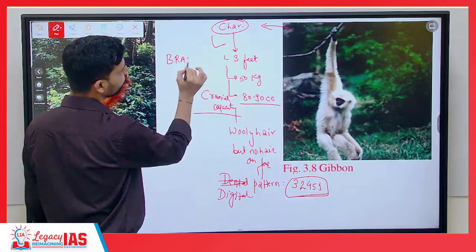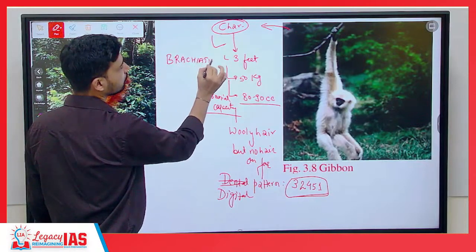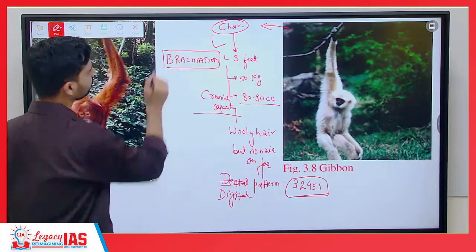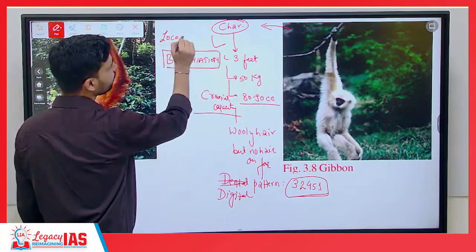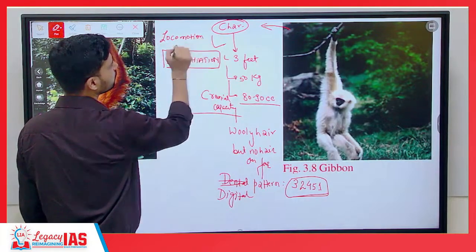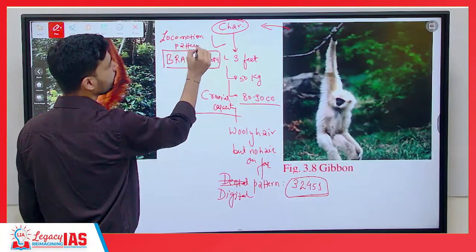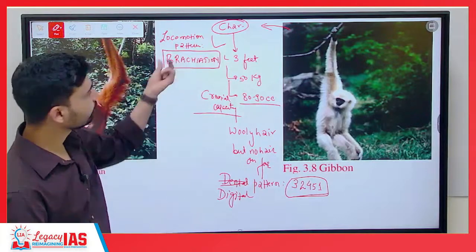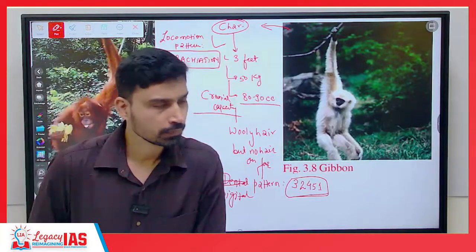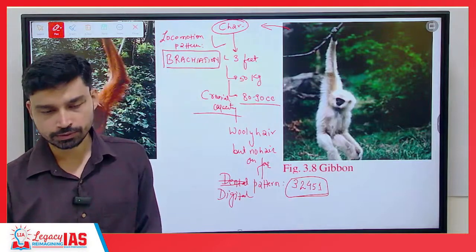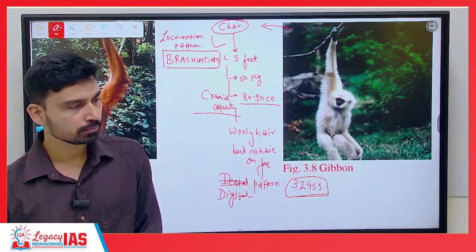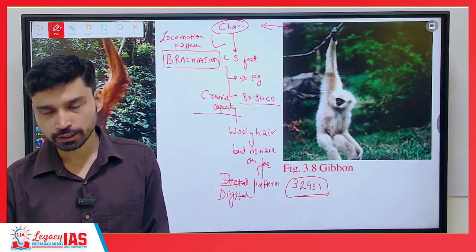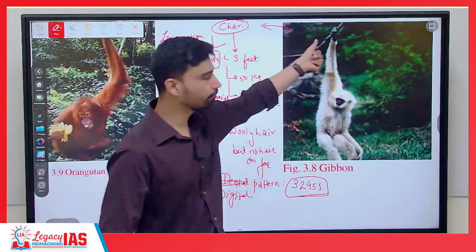And the last point we can write, the locomotory pattern is called brachiation in them, or we can say locomotion pattern. In the gibbons, locomotion pattern means how they move. So that is referred to as brachiation. Brachiation means they are moving from one branch to another branch. That is called brachiation, the same way as you are seeing in the picture.